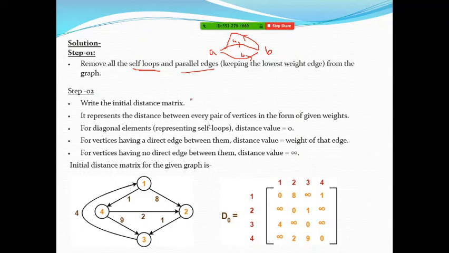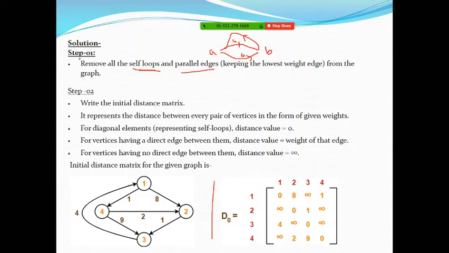Then, there are 4 vertices, 1, 2, 3, 4. Its mechanism is we have to evaluate 5 matrices. Starting from the initial matrix, we have to calculate 4 matrices, 4 by 4 matrices. The last one will represent the shortest distance between every pair of two vertices. Now how we are going to get these 4 matrices, you have to see carefully.